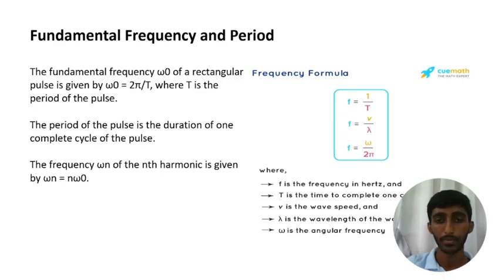As you can see in the picture, formula of fundamental frequency and period, where f is the frequency in hertz, T is the time to complete the one cycle in seconds, v is the wave speed, and lambda is the wavelength, omega is the angular frequency.